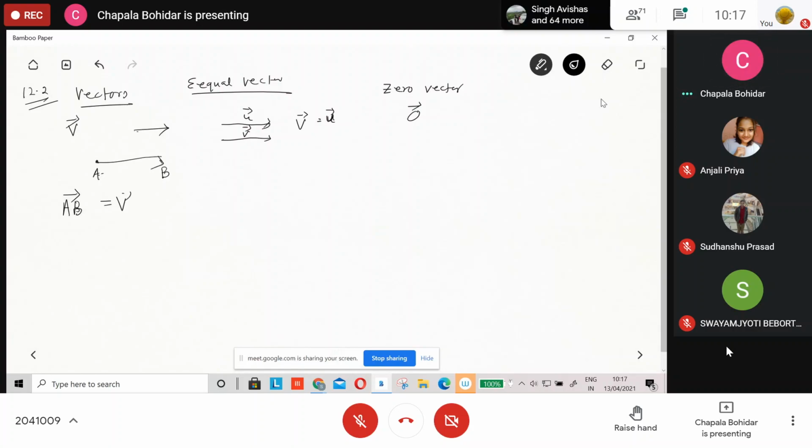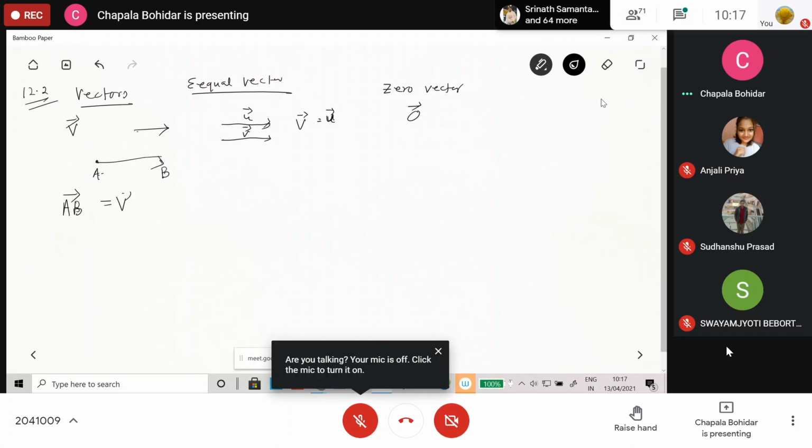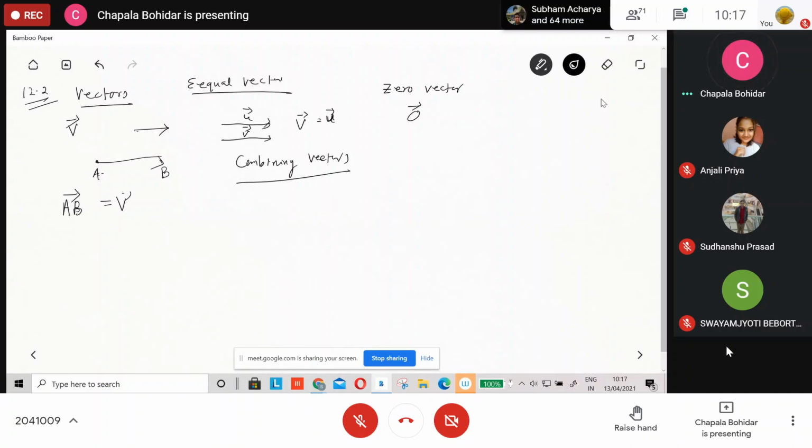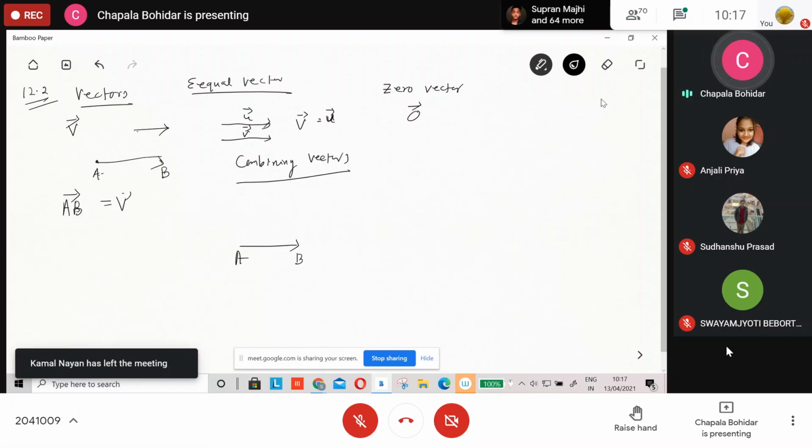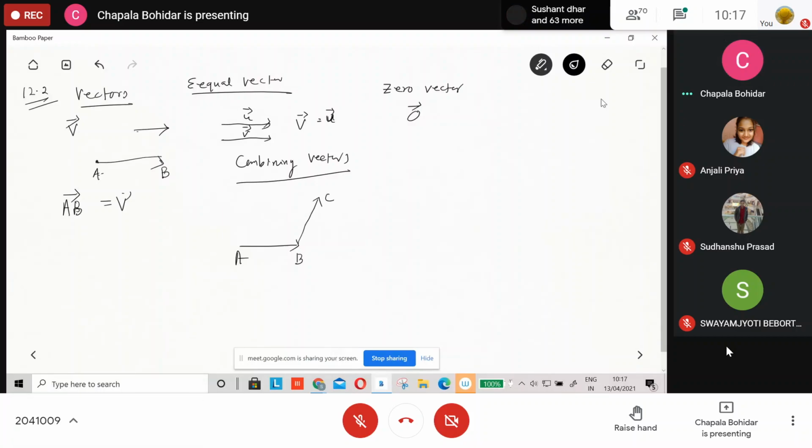Now, combining vectors. That also all of you know. Combining vectors. A particle moves from A to B. Then it changes direction and moves from B to C, with displacement vector BC. Okay?